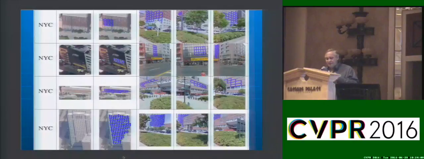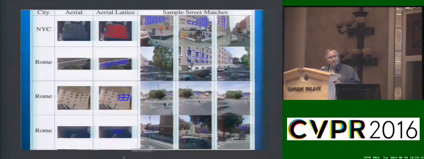One notable property of our facade level approach to matching is that correct matches can be found even when the street view and aerial lattices have no spatial overlap on the surface of the building.